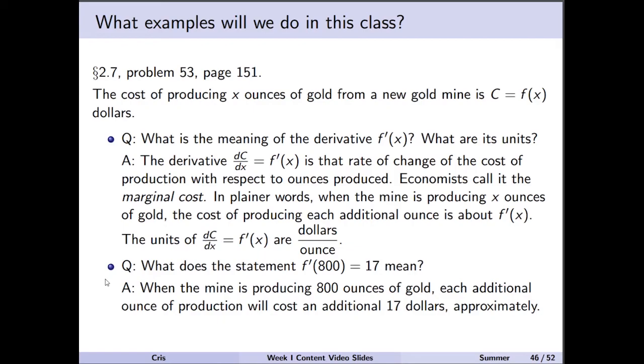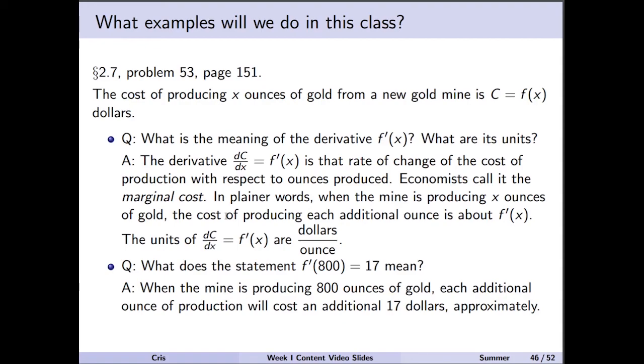You can always give the standard textbook answer. You can say the rate of change of cost with respect to x is the rate of change of the cost of production with respect to the ounces produced. And you might even know that economists call that the marginal cost. But if you want to show you understand something, it's nice to say it with a minimum of jargon, using words that are as plain as possible.